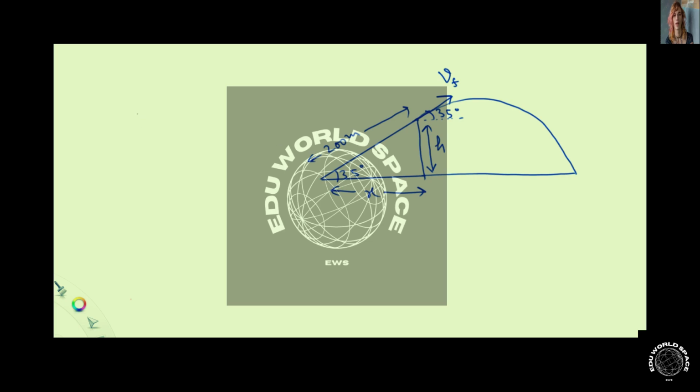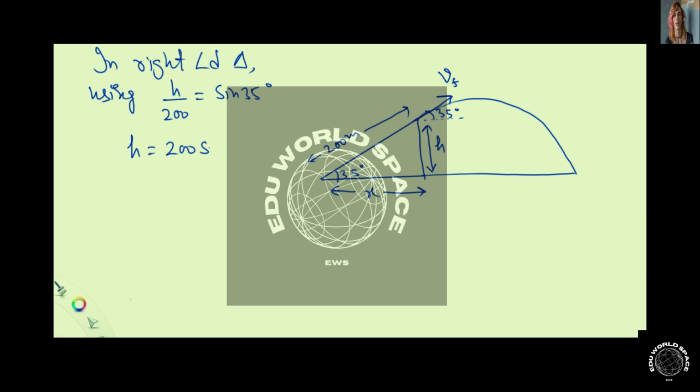In order to find this h, in the right angled triangle using trigonometric ratio, perpendicular by hypotenuse, h by 200 is sine 35 degrees. So this h will be given by 200 multiplied by sine 35 degree, and it is calculated to be equal to 114.7 meter.